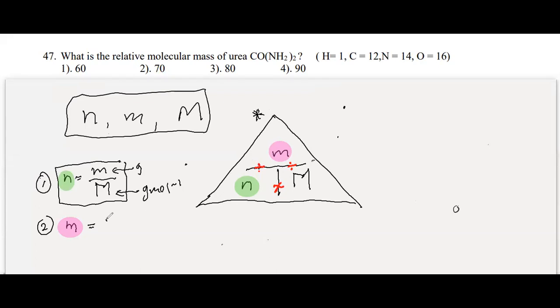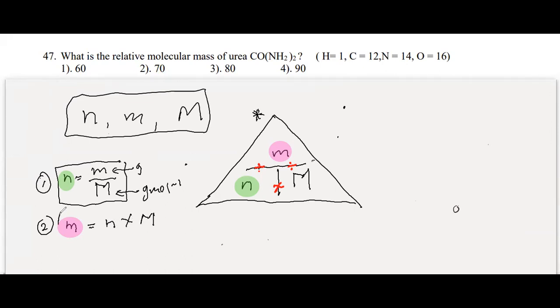So what is simple m? Moles into molar mass. This is the second equation. Don't know which one they'll give in the exam. When you are given the data, you should know the rest. For any chemical substance, if you know the moles and the molar mass, you can find the mass. That is the second equation.